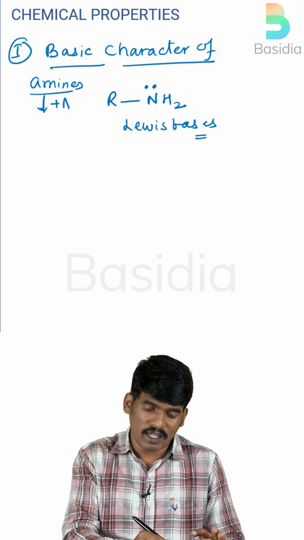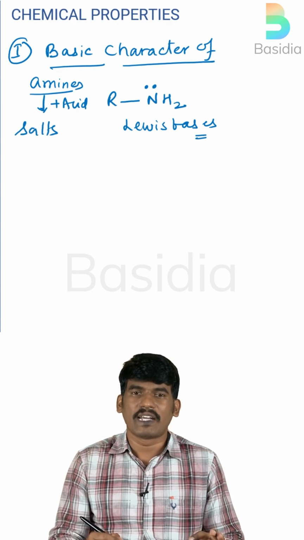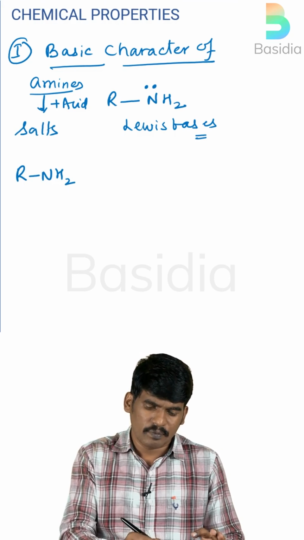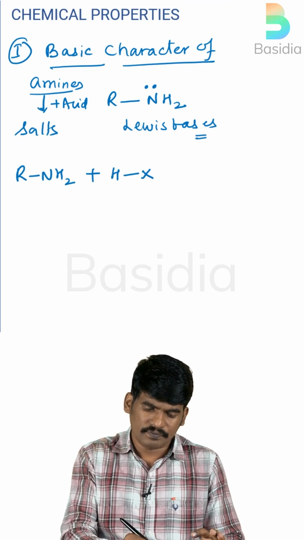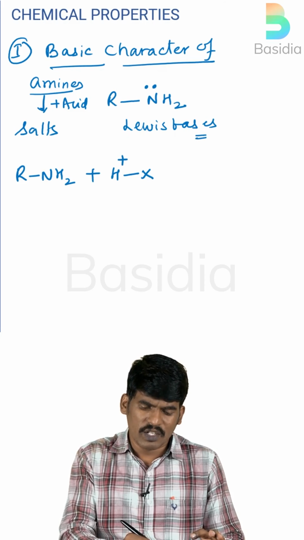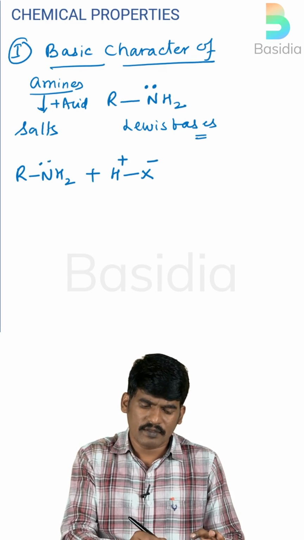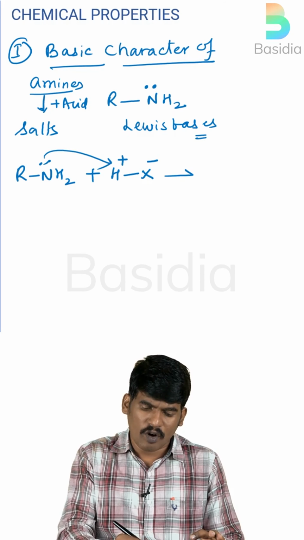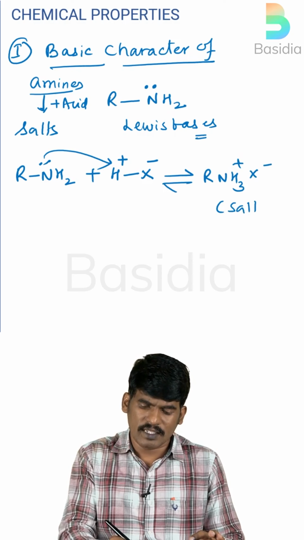When amines react with acids, they form salts, like RNH2 plus HX. Hydrogen halide is an example of an acid, so it can dissociate as H+ and X-. This lone pair can be given to the H+ and it forms a salt. That salt is RNH3+ X-.